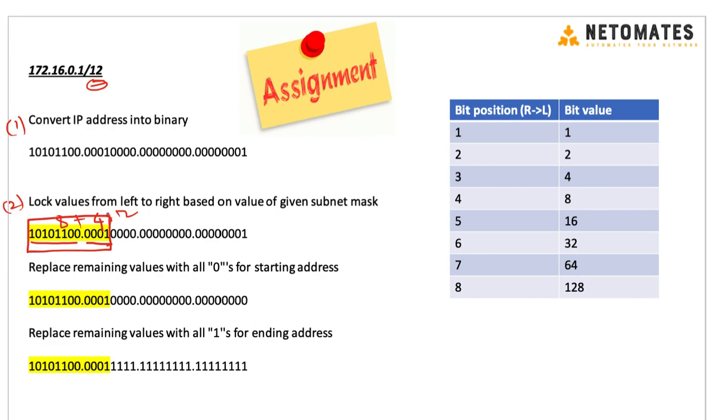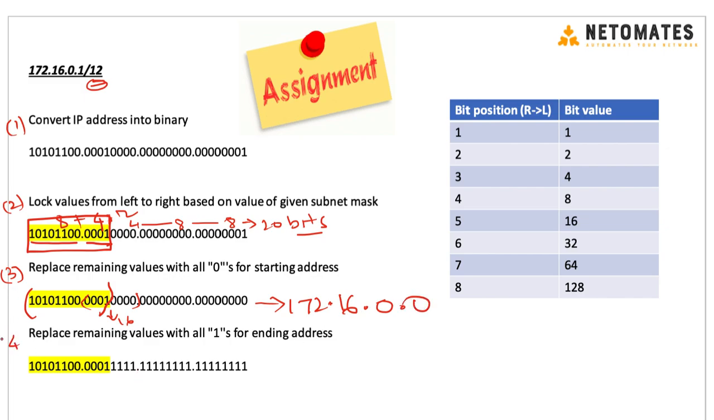The remaining ones, these 4 and these 8 and these 8, 8 plus 8, total 20 bits, are unlocked. These can be all zeros or all ones. In the third step, we keep the same values in the locked bits, and the remaining ones we change to all zeros. If you convert this, 172 remains the same, and the second octet, converting the binary into decimal, is 16, then 0.0.